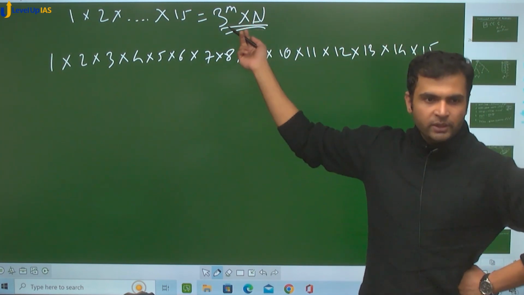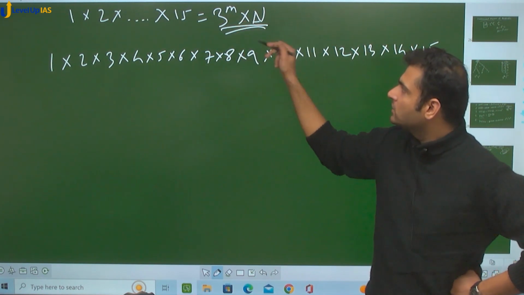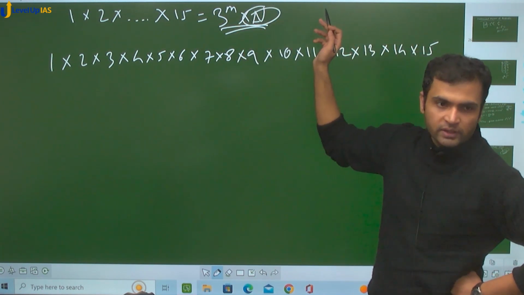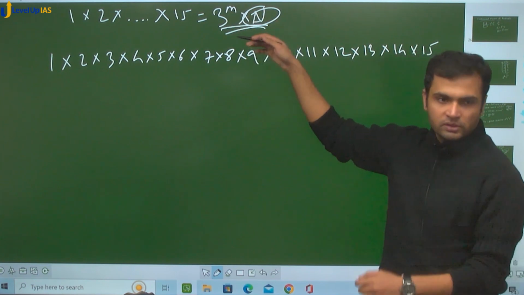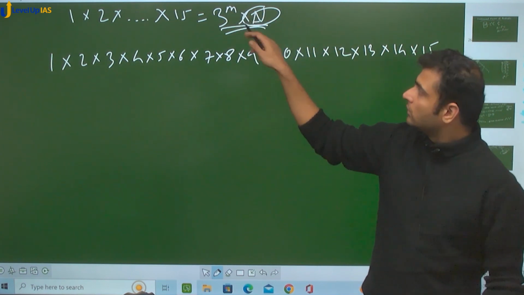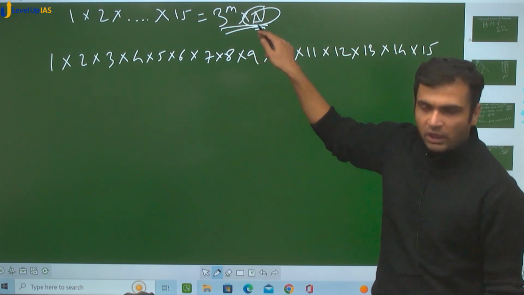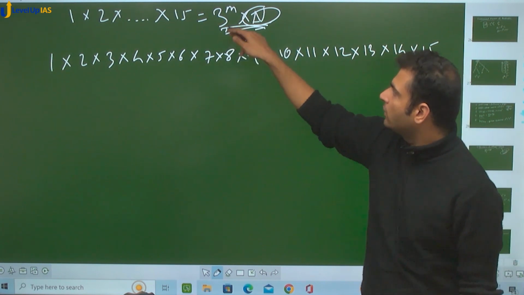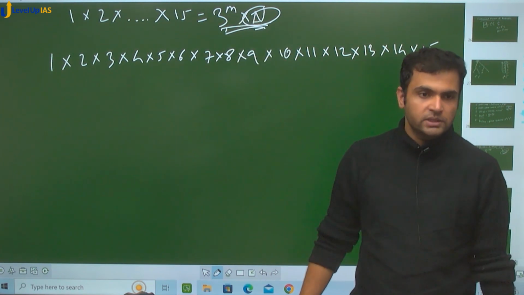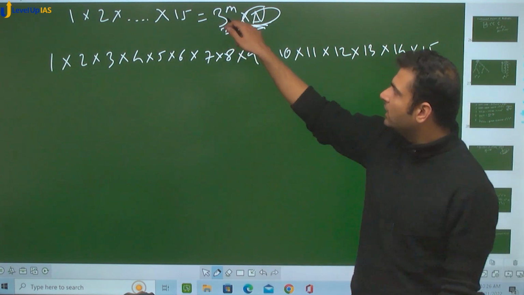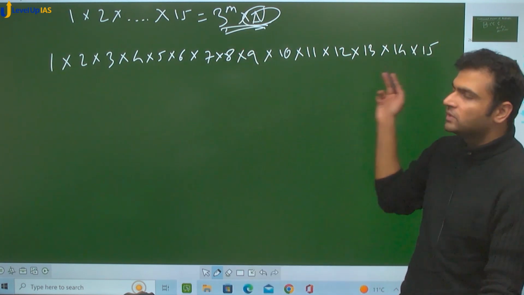This is something like prime factorization. Prime factorization में we write it like this. This n could be again some prime factorization. So 3 raised to m into some other prime factors. We are not bothered about that. We only want to find out what is the power of 3 in the prime factorization. Basically, we want to count how many times 3 appears inside this product.